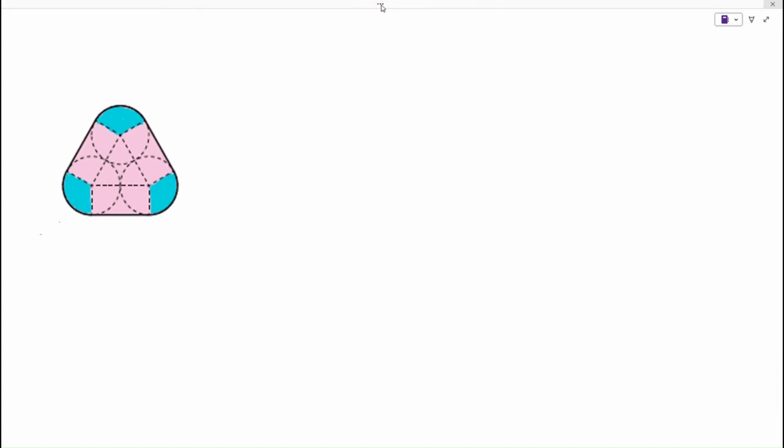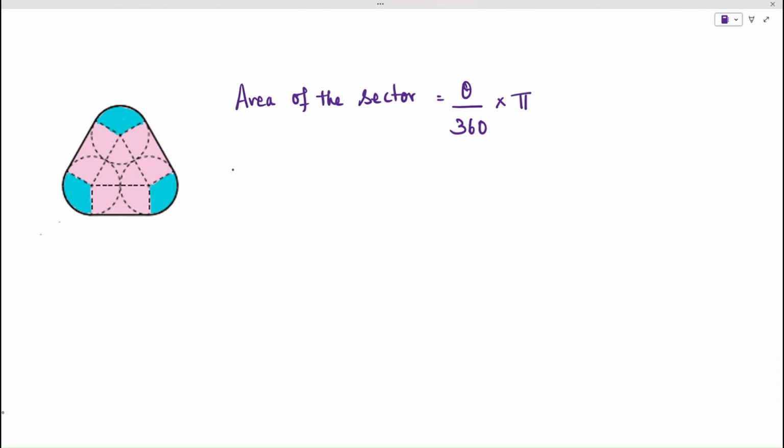And so to find the area of one of these sectors, we take a fraction of the area of a circle. So an area of the circle would be pi r squared, and the area of our sector would be theta over 360 times pi r squared.